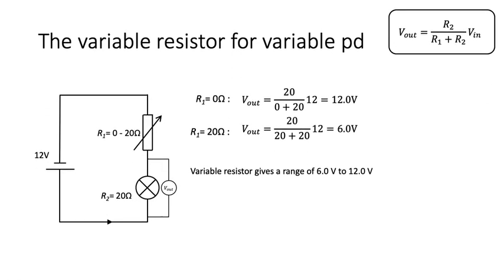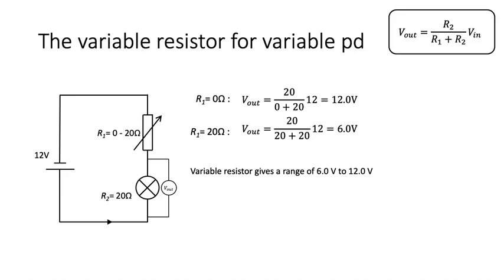One of the skills that's mentioned is comparison of a potential divider and the advantages over using a static resistor and a series resistor. And here we have an example of that. Suppose we want to control the potential difference across a lamp. We do this because we want to control the brightness of the lamp.